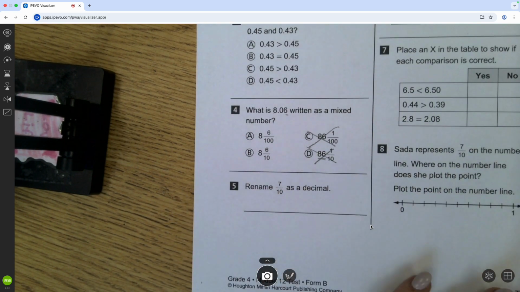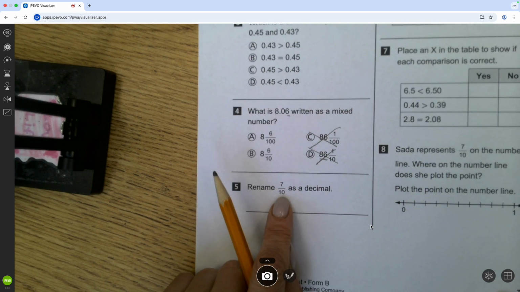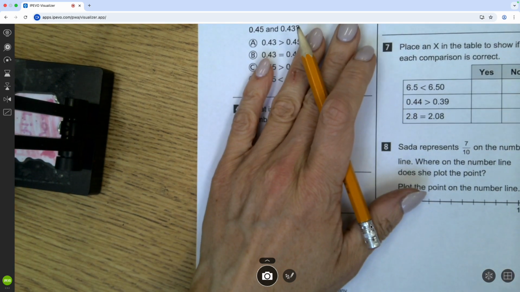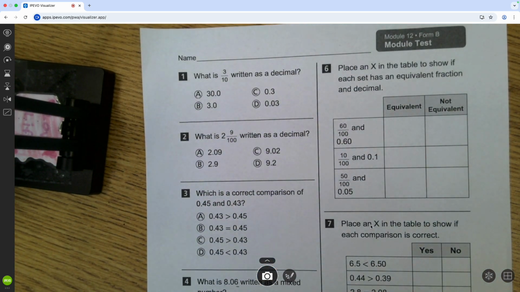Number 5, and you can pause the video and continue. Rename 7 tenths as a decimal. 7 tenths. Okay. Number 6, place an X in the table to show if each set has an equivalent fraction and decimal.